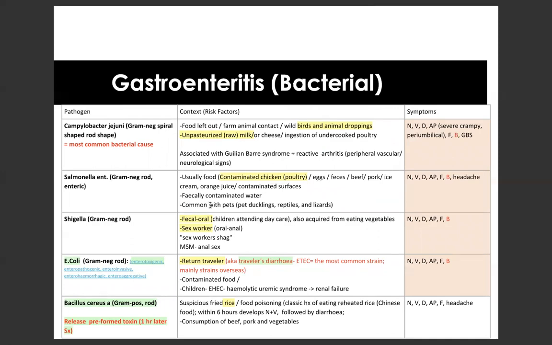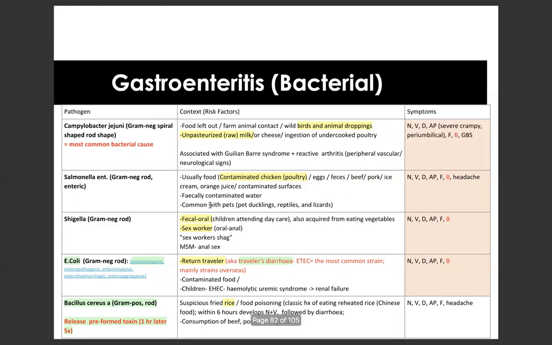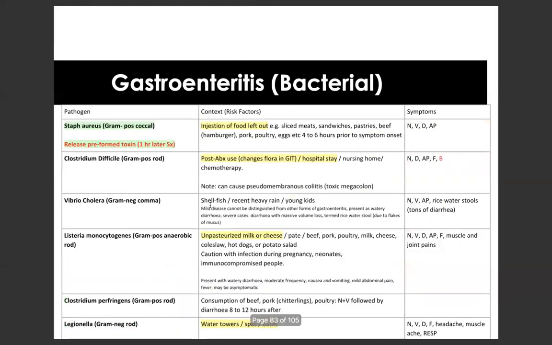It would be in a sex worker. E. coli would be return traveler, and Bacillus cereus, like cereal, like rice, is fried rice. And then Staph aureus would be ingestion of bad food. So in terms of the ones that would present very soon would be Bacillus or Staph aureus, because they have a preformed toxin. So they have symptoms very soon after having the exposure.